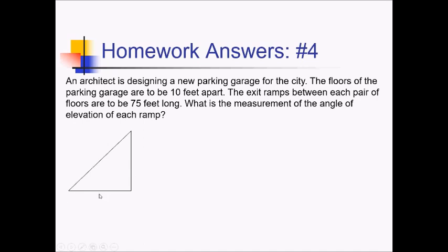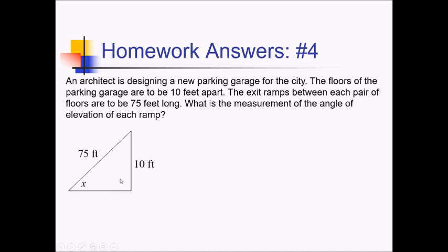The bottom here, this is your bottom floor. Up here at the top of the triangle is the next floor up. So if they're 10 feet apart, that's a vertical distance of 10 feet. And now they said the exit ramps themselves are 75 feet. So that's the length of this hypotenuse here. And they want the angle of elevation. So that's this angle down here between the horizontal and the hypotenuse.